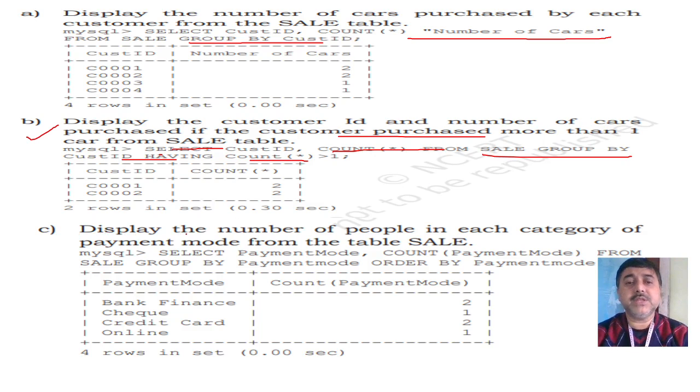Then next, display the number of people in each of the categories of payment they are using. That means we select payment mode, which we have seen in our table, then count the number of payment modes from sale, group by payment mode, and order by payment mode. So we are making a group by clause and using the order by clause as well.